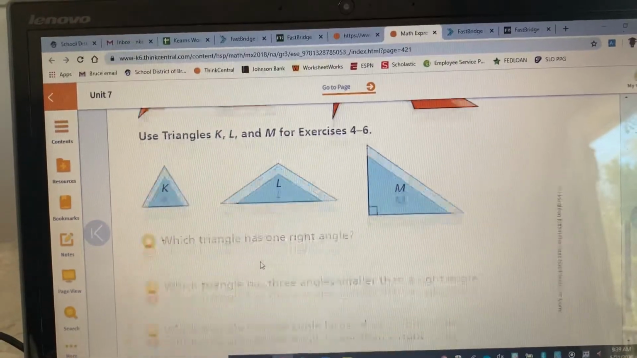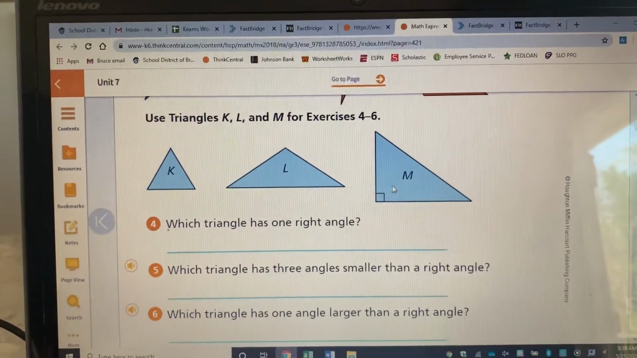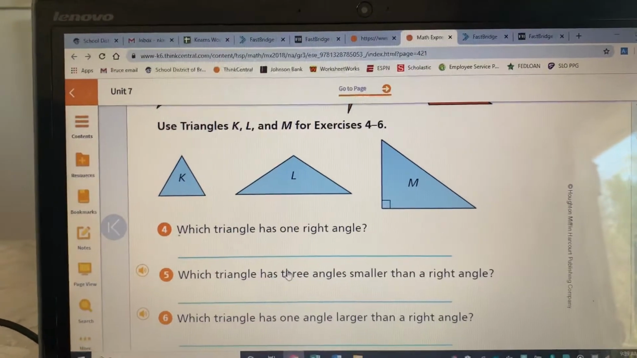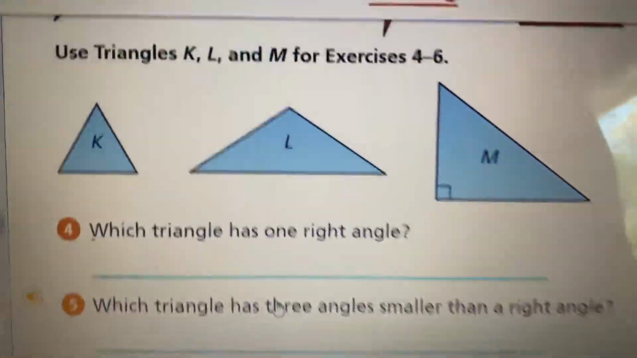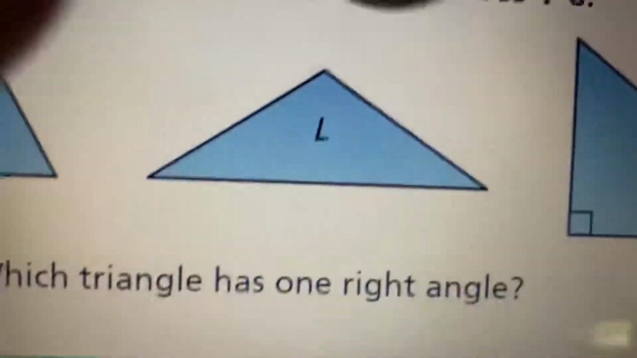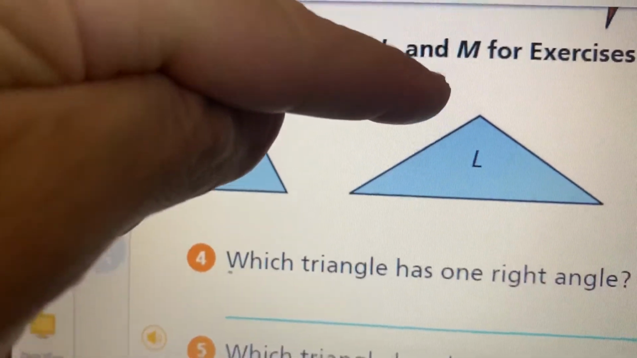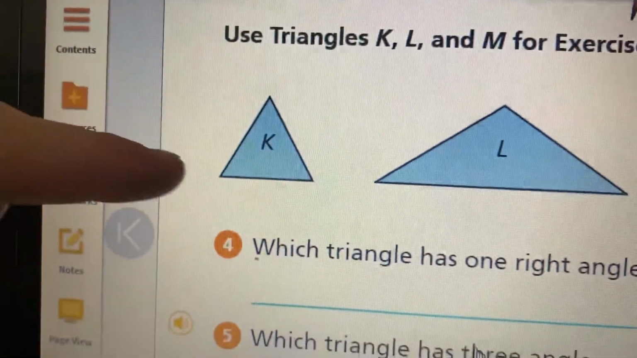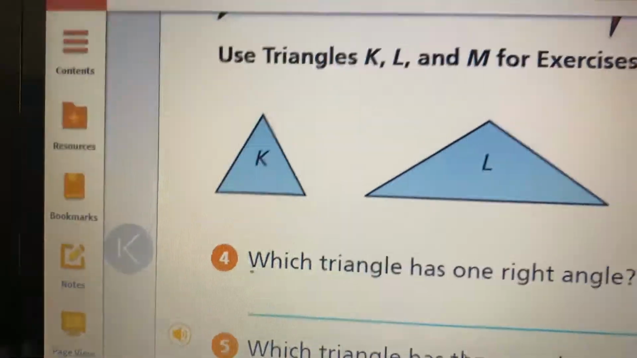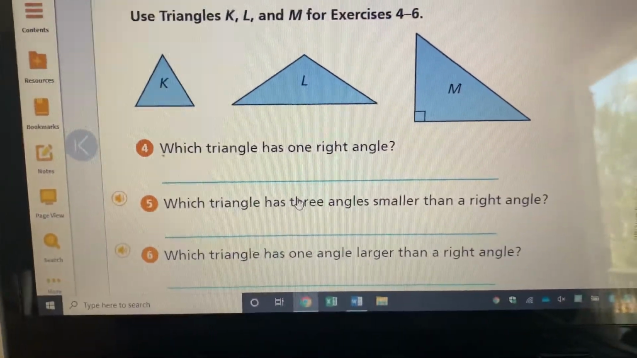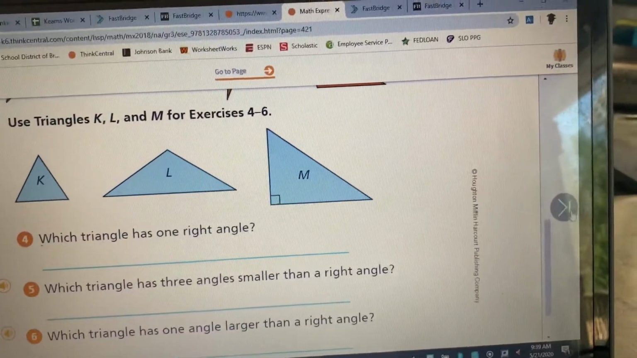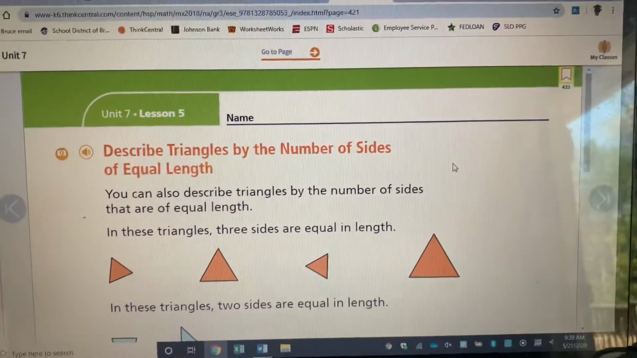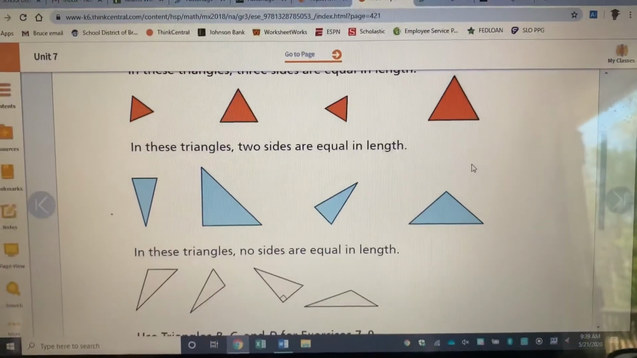So, which triangle has one right angle? M. Which triangle has three angles smaller than a right angle? Well, L has one that's wide open. This angle right there is huge. So it must be this one. These are closed angles. It's an acute triangle. All right, I think we get this part here. Let's get into a little.